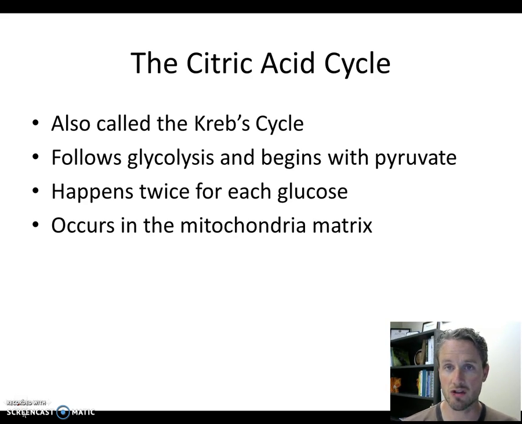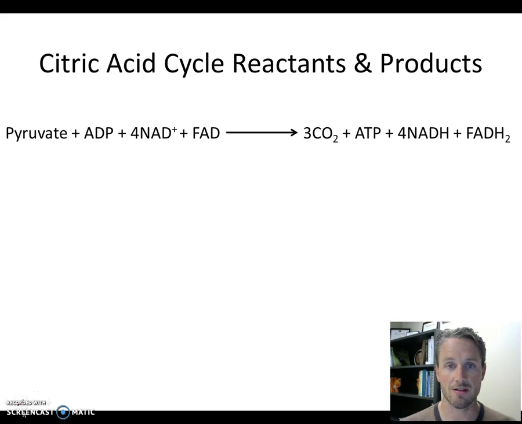The other detail that has changed from glycolysis is that this step happens in the mitochondrial matrix. So we're going to move pyruvate from the cytoplasm into the matrix of the mitochondria, and then proceed with the chemical reactions of the citric acid cycle. So let's look at those chemical reactions.